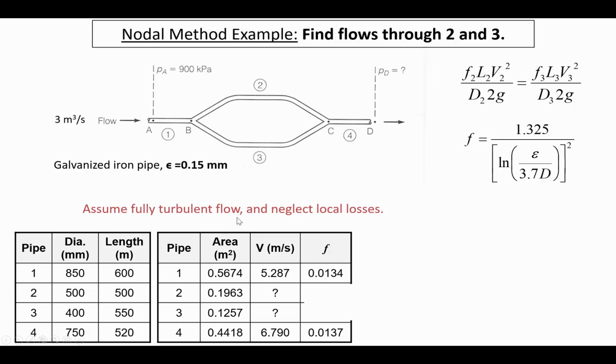So assume it's fully turbulent. What is the F value for pipe 2 and what is the F value for pipe 3? And then use that, substitute everything into this equation to find the velocity of pipe 2 in terms of the velocity of pipe 3. Okay, so I'm going to pause and you're going to calculate F for pipe 2, F for pipe 3, and then find out V2 versus V3.